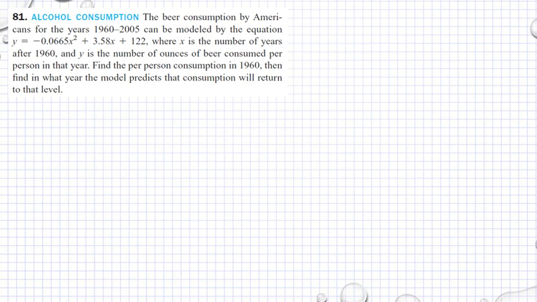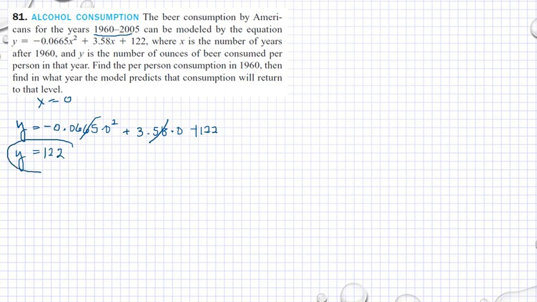So in 1960, that means our x is equal to 0, because the study is from 1960. Then we have y is equal to negative 0.0665 times 0 squared, which is already 0, plus 3.58 times 0 plus 122. This is 0, this is 0. Then we have y is equal to 122.